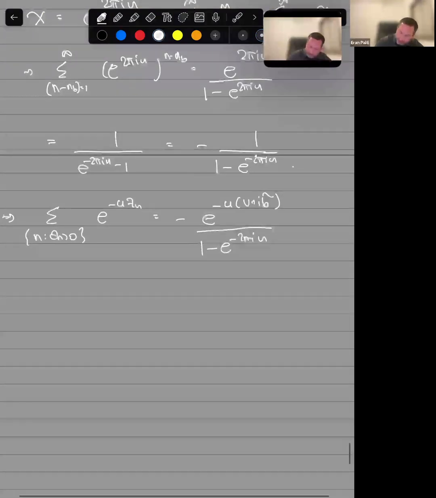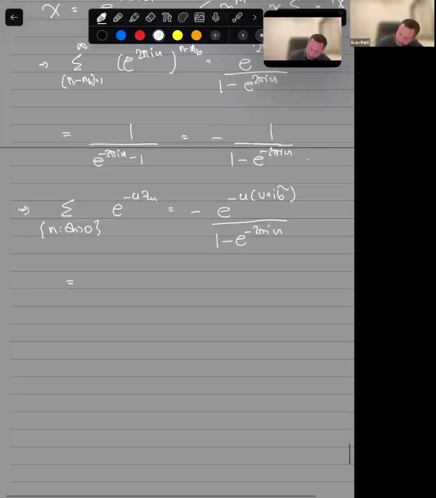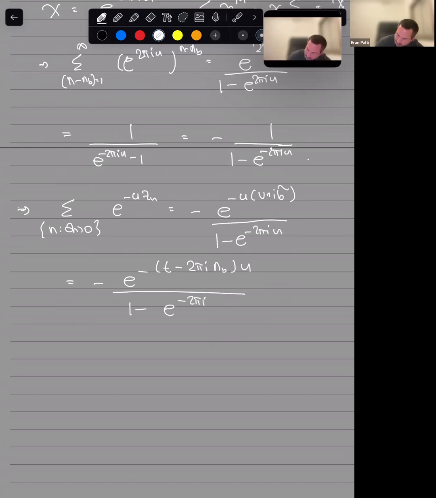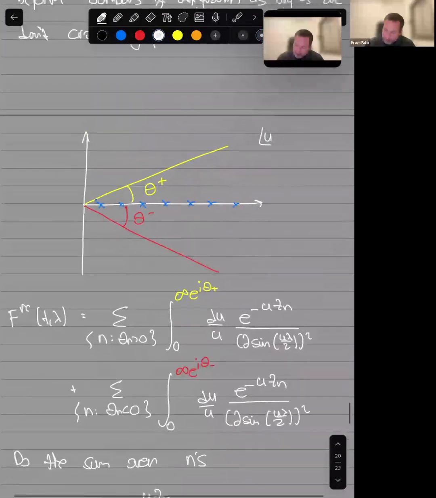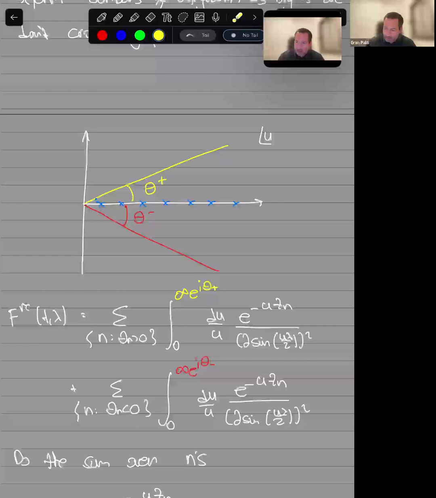Like this. Or if we want, we can write this as minus e to the minus t minus 2 pi i n b u divided by 1 minus e to the minus 2 pi i u. Like this. So that's this. So we did the sum of n on the top yellow line here. Okay. Now we need to do the sum of n over the bottom line.